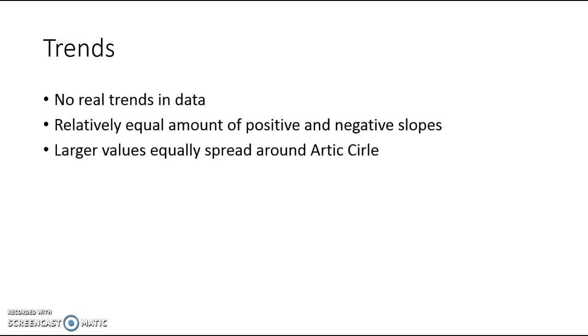And the larger values for slope were spread around the Arctic Circle. For example, our largest slope was in Alaska, and the second largest was in Greenland, with the third largest being in Norway. So as you can see, they were all spread around the Arctic Circle.